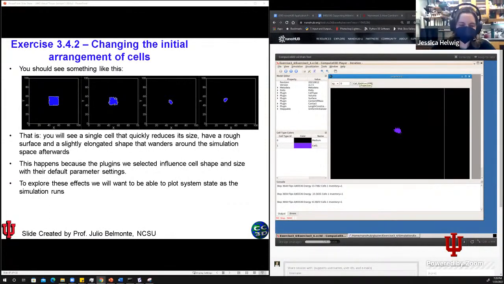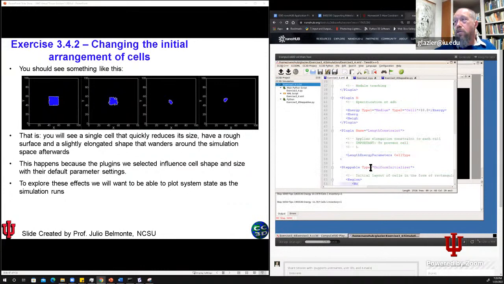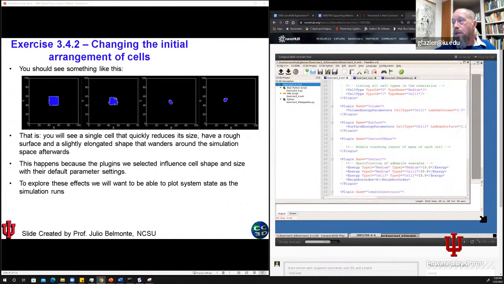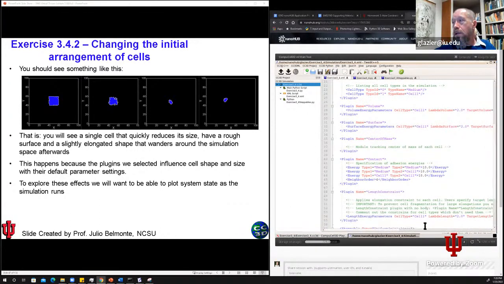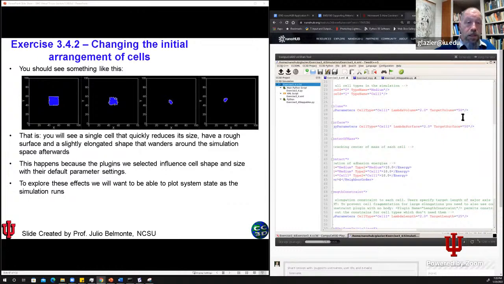Perhaps I missed the explanation, but why does the cell shrink after the initial steps? Because, good question, I did not change the target volume of the cell. So I made the initial volume 100 by 100, so 10,000, but it still has a target volume of 50.